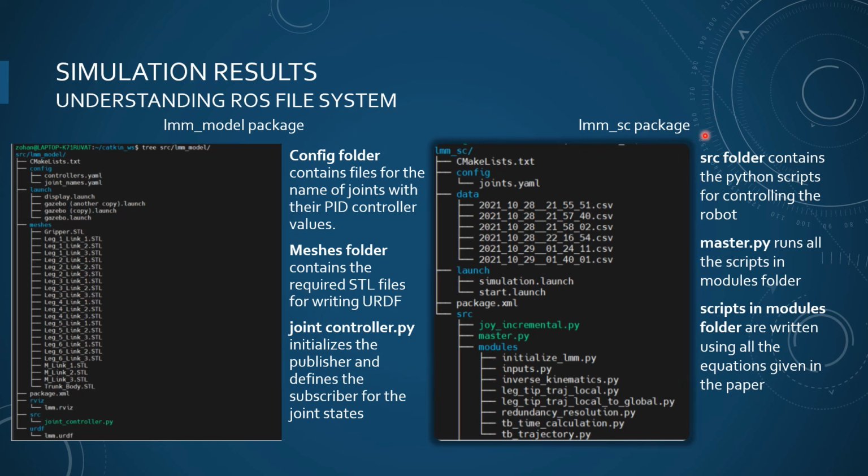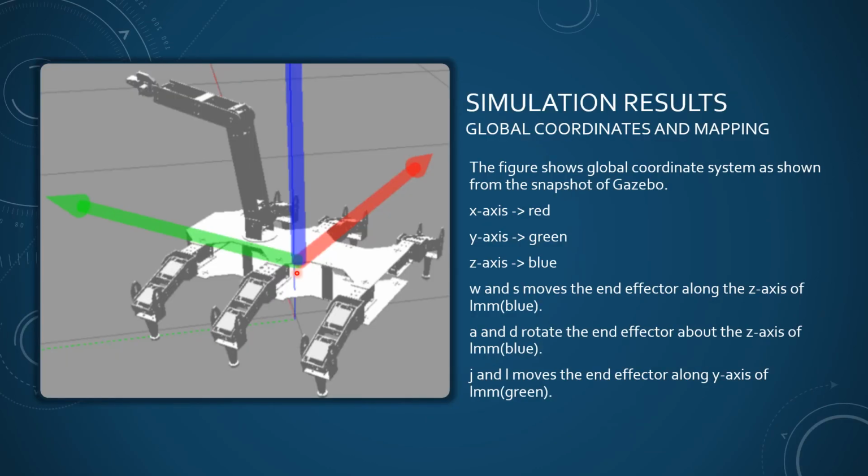The LMM SC package is the next package, in which the source folder contains the Python scripts for controlling the robot. Master.py file runs all the scripts in the modules folder, and the scripts in the module folders are basically the implementation of the paper. Here you can see the global coordinates and their mapping in Gazebo simulation. Here the x-axis is marked in red, the y-axis is marked in green, and the z-axis is marked in blue.